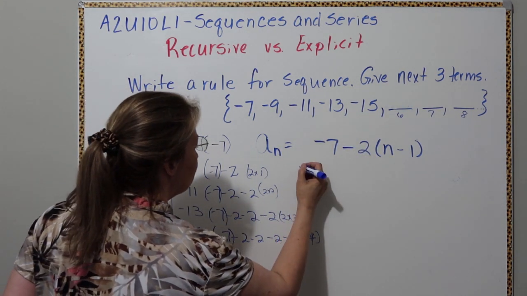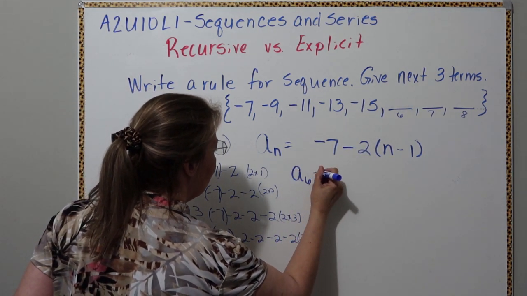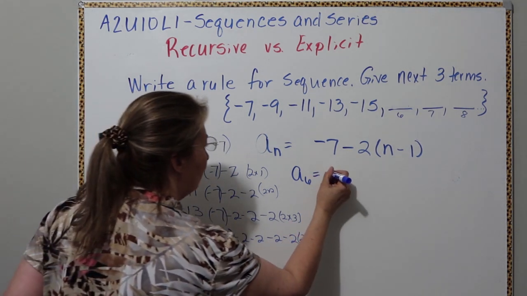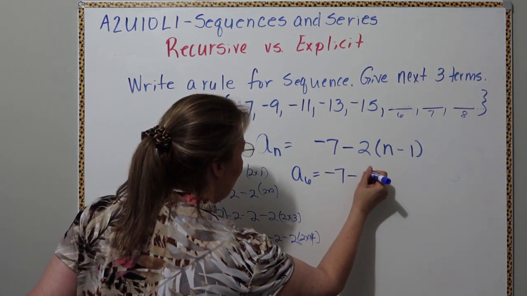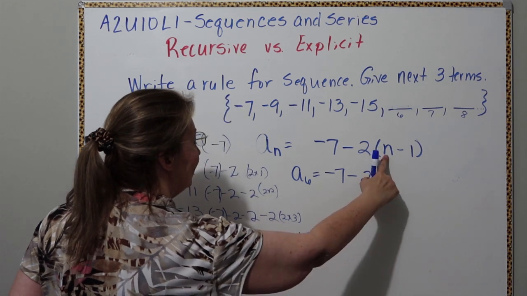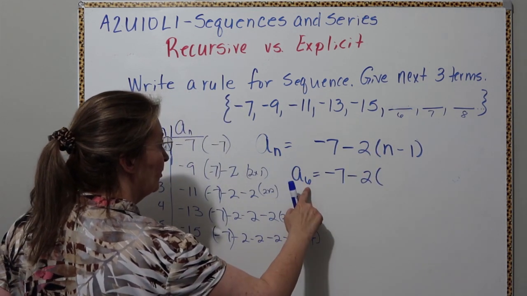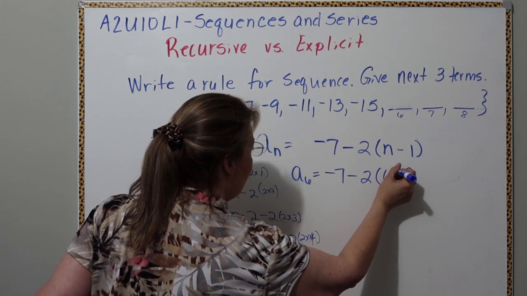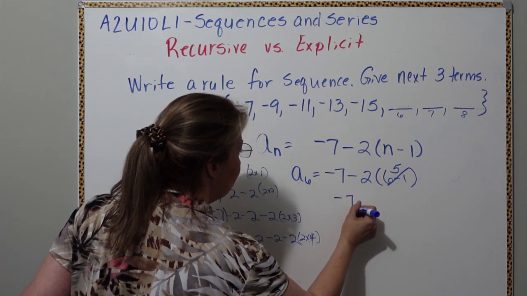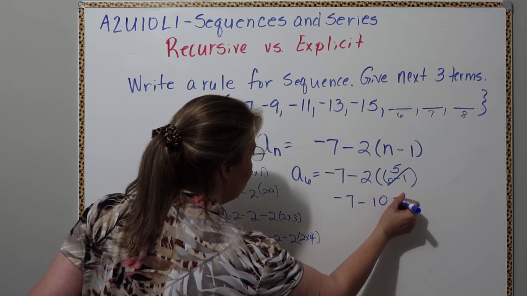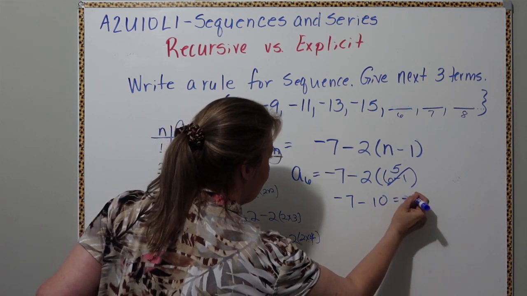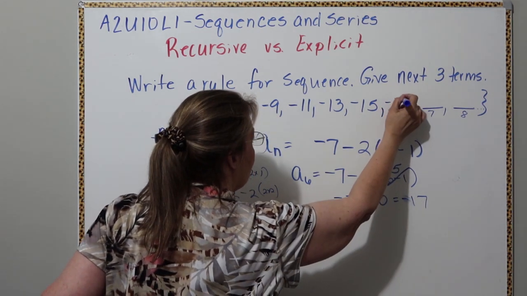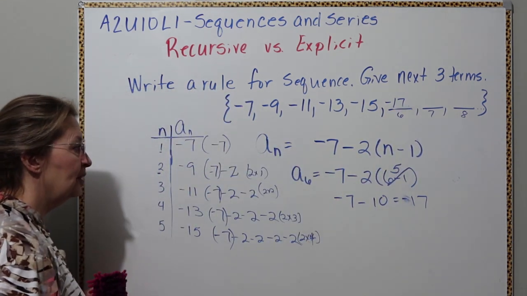So let's apply it to the 6th term. If I want to find A6, I'm going to take -7 minus 2 times, n here refers back to this number, so 6 minus 1, which is 5. So now I have -7 minus 10, which is -17. So that's this number.